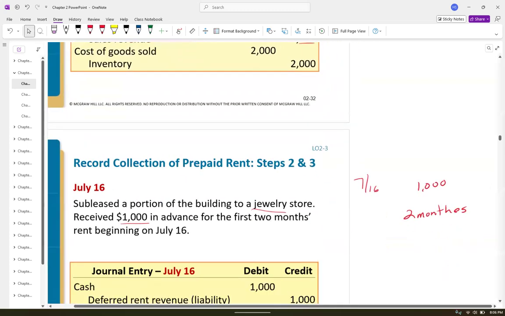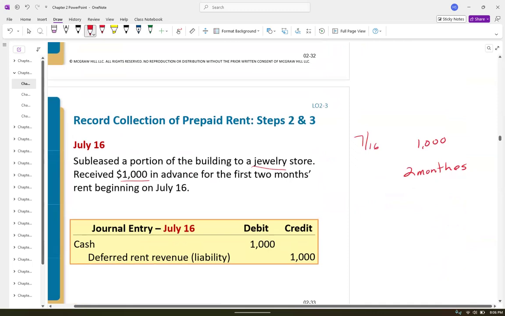Okay. We will debit cash and we will credit. They don't really have to say deferred. I mean, I guess they do. I like unearned because that's what all of your other textbooks have been saying. So that just makes it sound so different. Unearned rent revenue, deferred rent revenue means exactly the same thing.